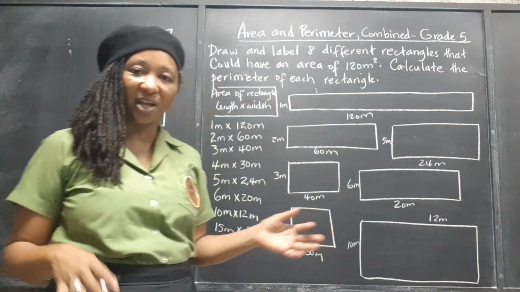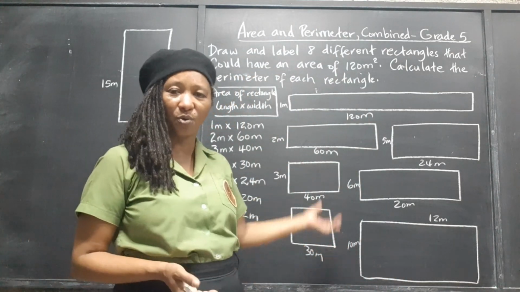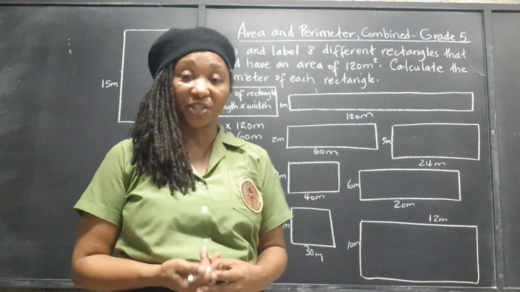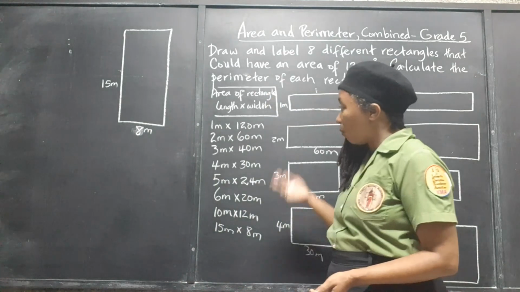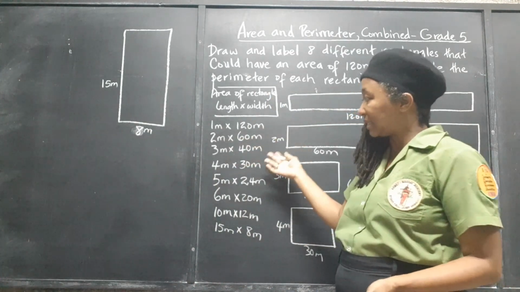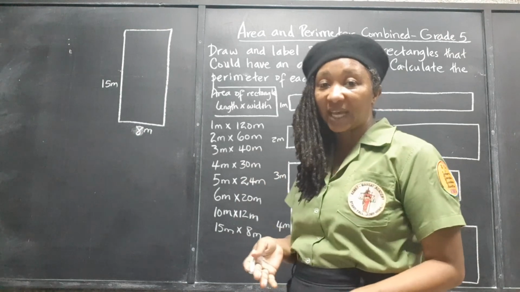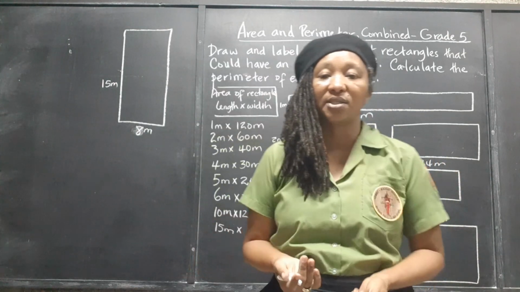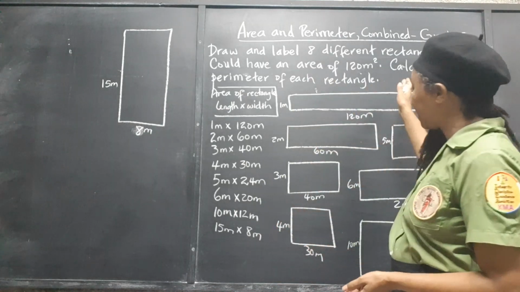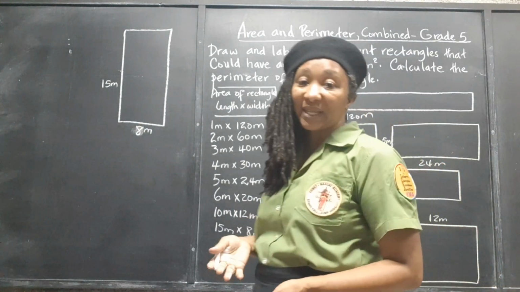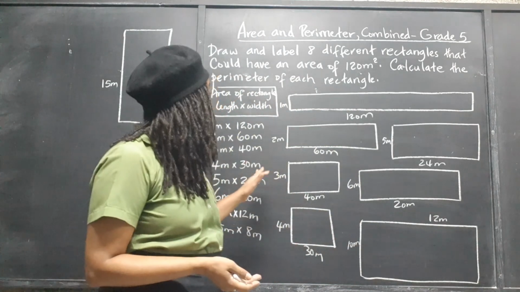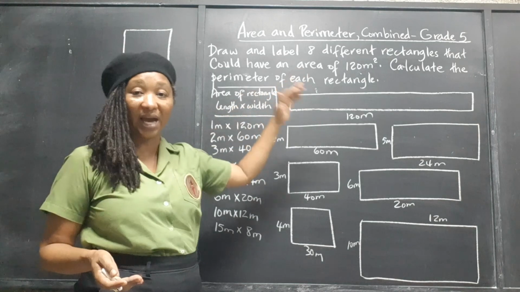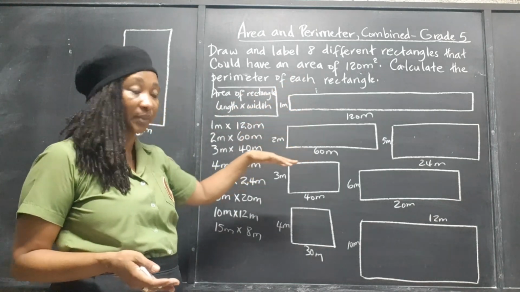Alright, so these are our rectangles. They're not drawn to scale, so they're nowhere near accurate, right? But a good representation of what they would look like: 1 by 120, 2 by 60, 3 by 40. The shorter side being the width, the longer side being the length. So now they want us to calculate the perimeter. We already know the area for each of them would be 120 meters squared. That we know because they told us that, right?